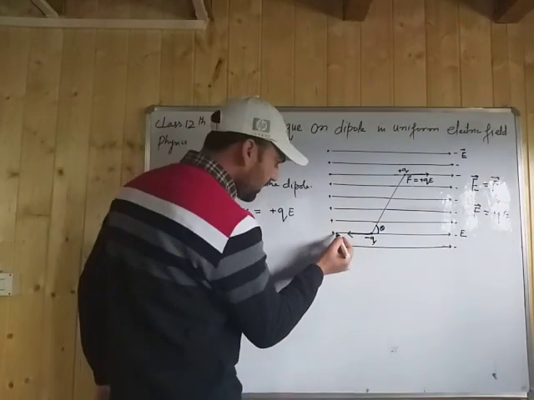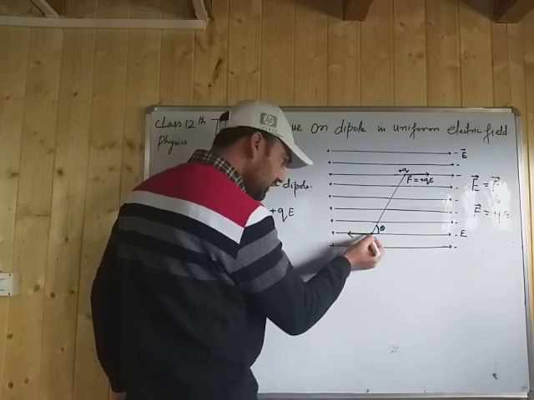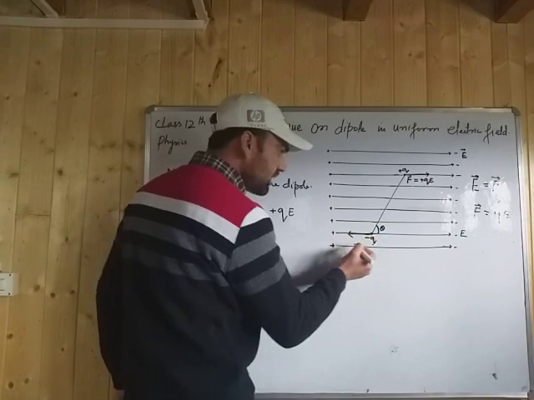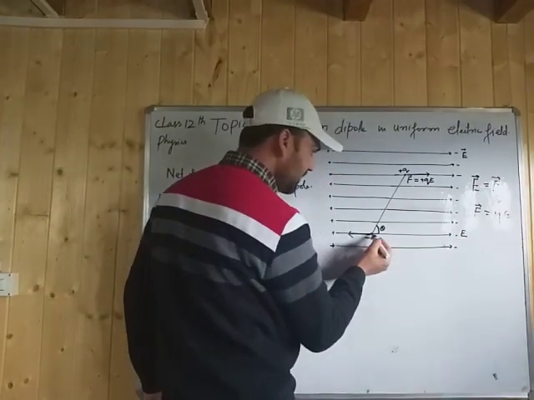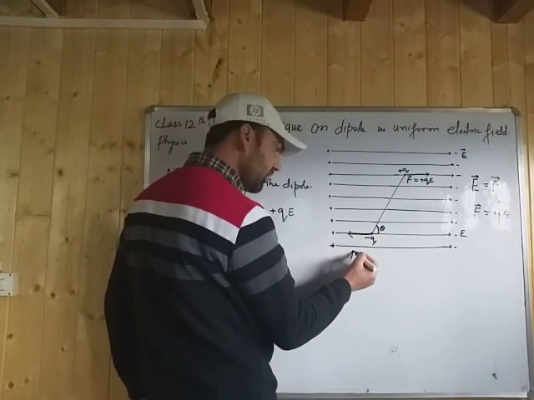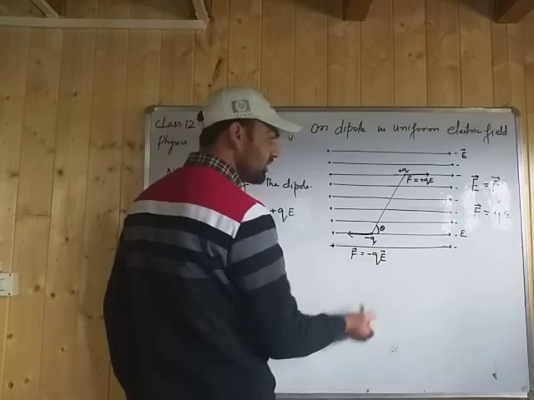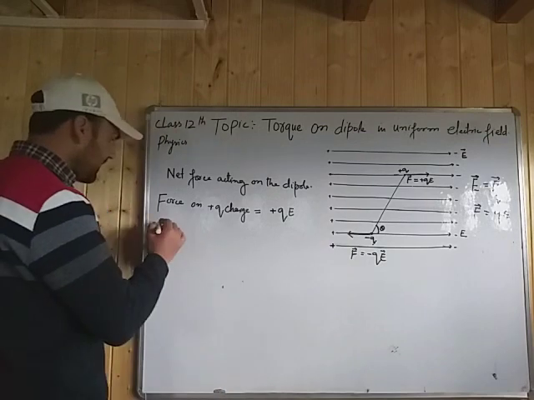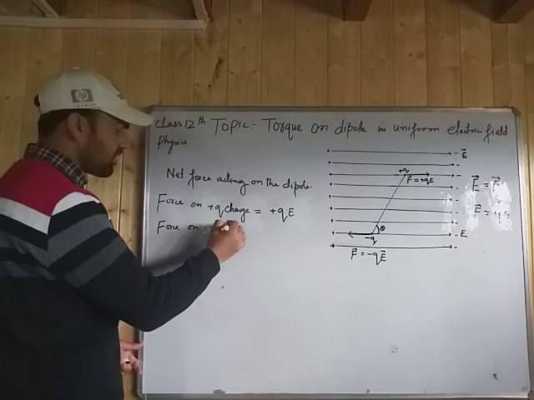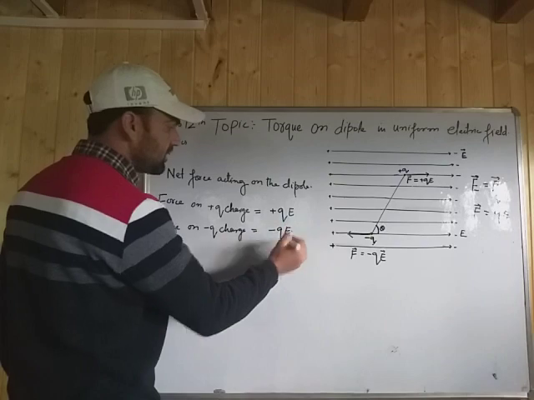Similarly, consider the force experienced by the negative charge. Here we have the positive charge and the negative charge. This positive charge will attract the negative charge in this direction. Similarly, this negative charge will be repelled in this direction. So the force will be equal to minus QE. Similarly, we can write the force on the minus Q charge is equal to minus QE.